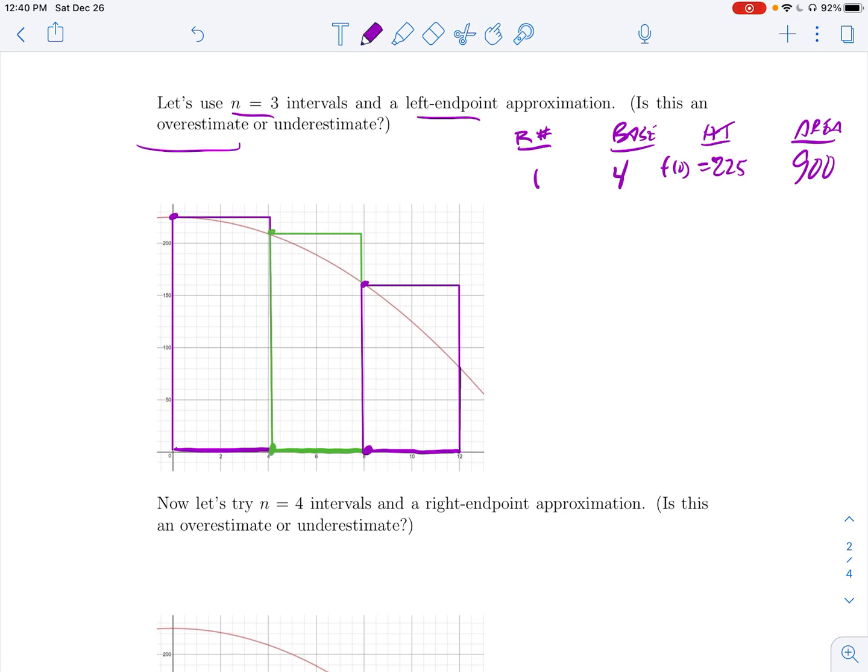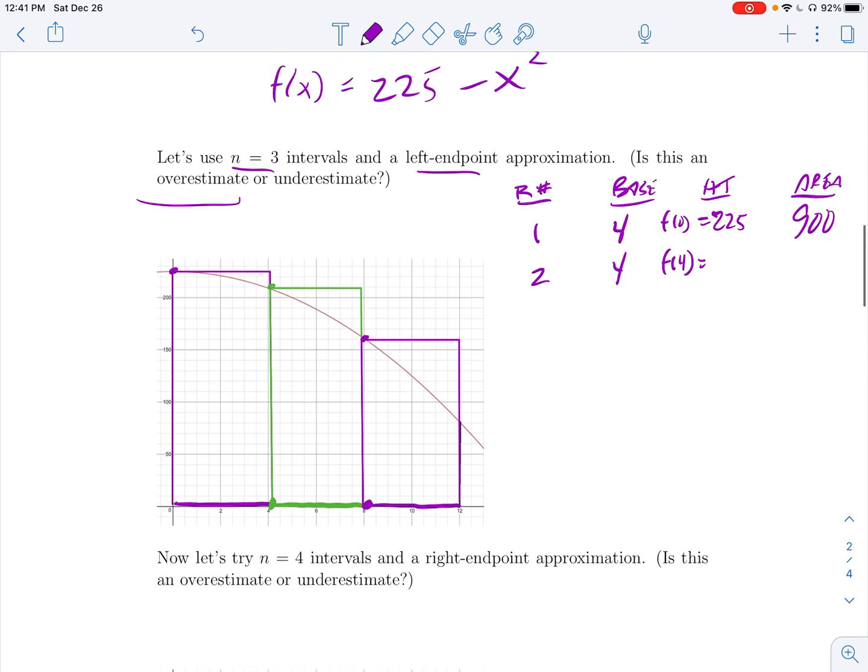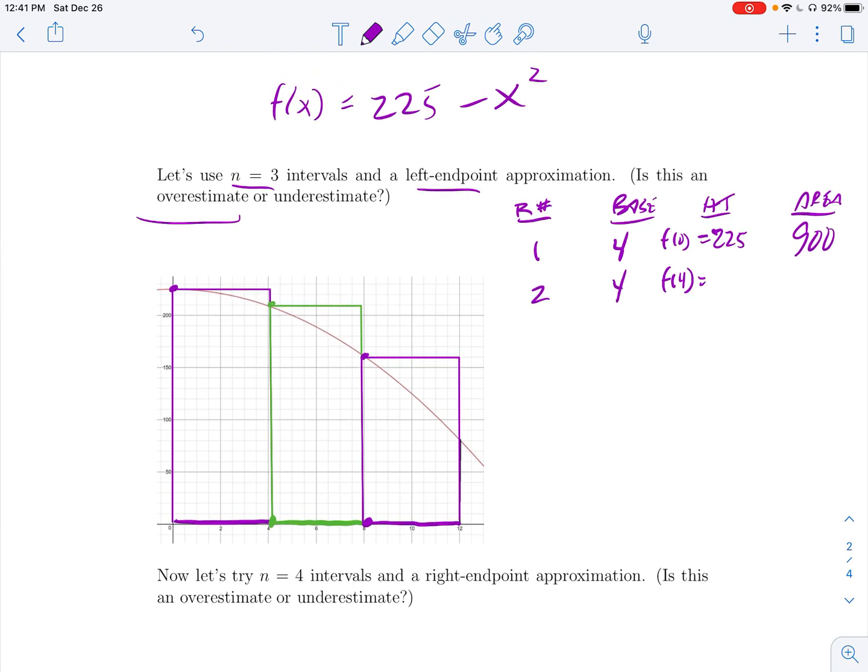All right, rectangle number 2 has a base of 4. We don't have to do this, but the way we're going to do it to be easy is to make all our rectangles the same width. The height of my second rectangle would be f of 4. F of 4 would be 225 minus 16, which is 209. So the area of my second rectangle would be 836.